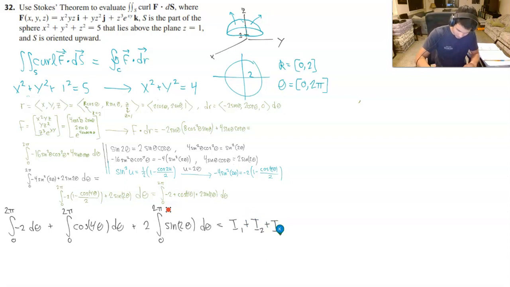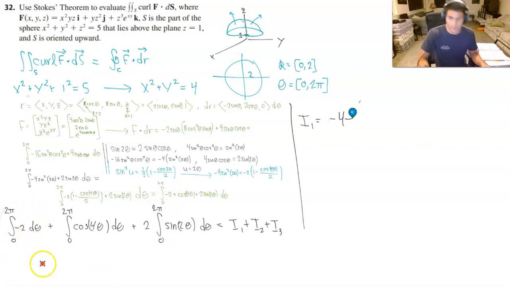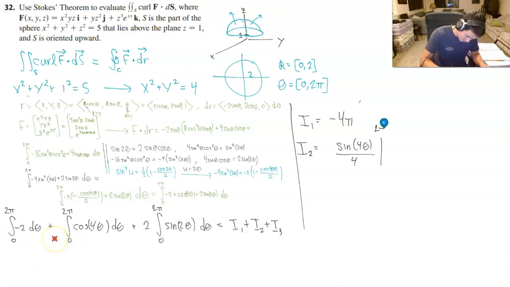So if I integrate, I1 is going to equal what? -4 pi. That was our easiest integral. I2 will be a little bit harder. I2 is going to be sine 4 theta, divided by 4, from 2 pi to 0. And then insert 2 pi into here. So sine of any even integer multiple of pi is 0.